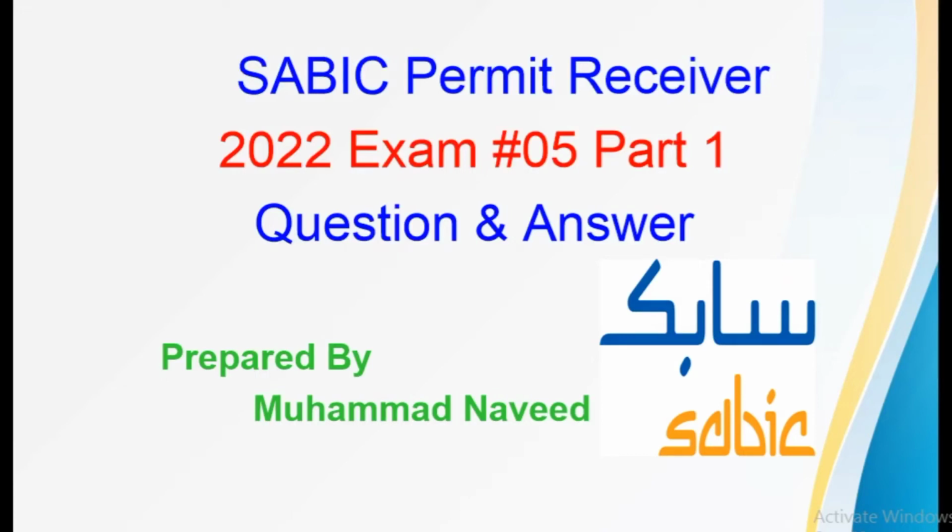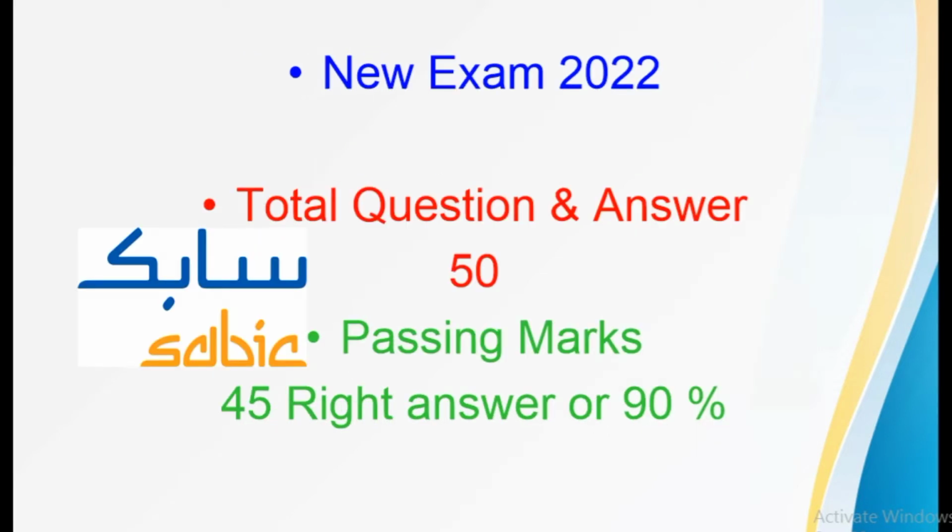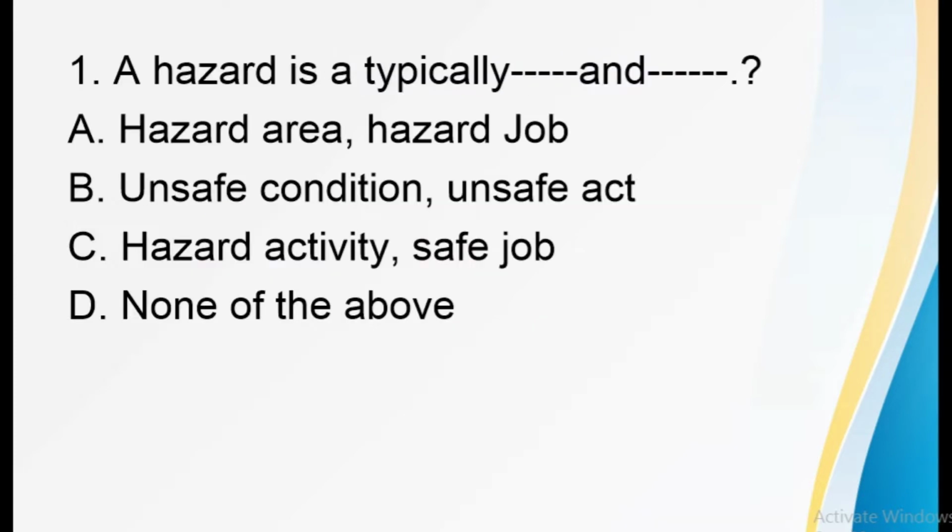SABIC Permit Receiver 2022 Exam Number 05 Part 1. Question and Answer. Prepared by Muhammad Naveed. New Exam 2022. Total questions and answers: 50. Passing marks: 45 right answers or 90%.